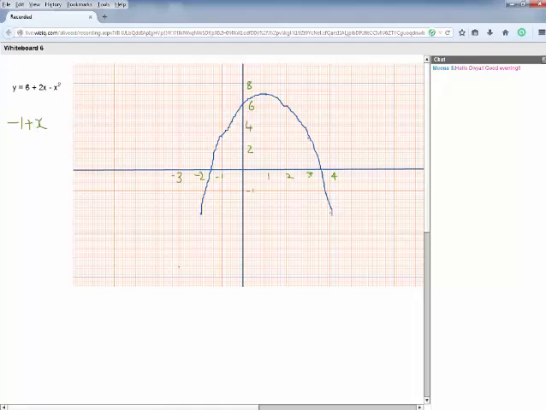When x is 0, y is minus 1. Sorry, when x is 1, y is 0. When x is 0, y is minus 1. When x is 1, y is 0.